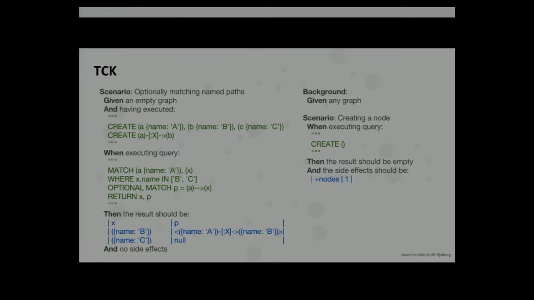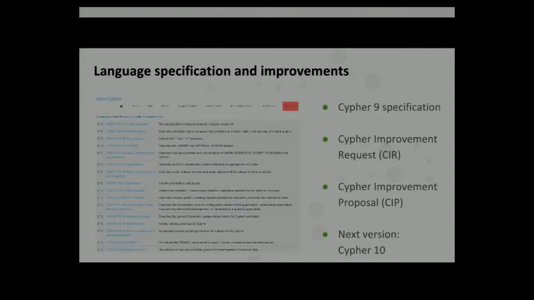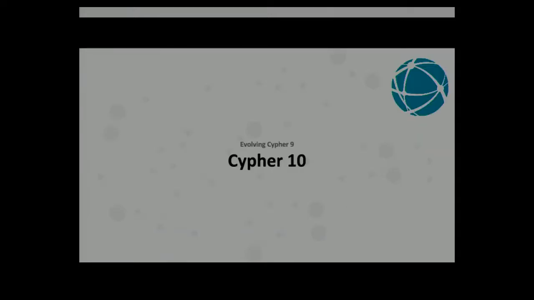And the other thing that I'd like to highlight here is the TCK. We have an ever-growing and very extensive suite of Cucumber tests. If you want to build an implementation of Cypher, you could use that test suite to make sure that your implementation covers the features. I'm going to skip a bit as I'm running a bit short on time now. Okay, so much for OpenCypher.